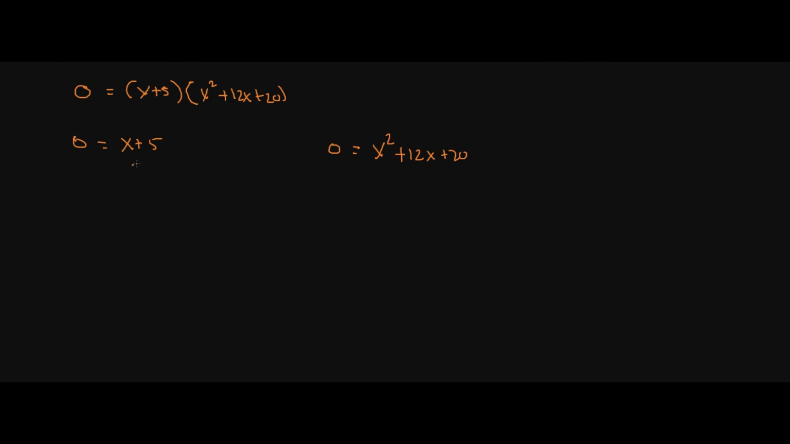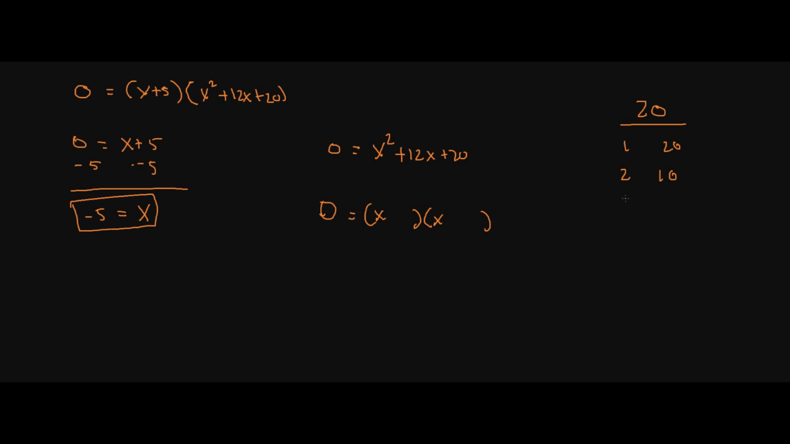So over here, all we got to do is subtract 5 from both sides. And we're going to get that x equals -5. All right. Now we want to go ahead and solve for this, right? Now we could use the quadratic formula, but before we use the quadratic formula, I recommend trying to factor, right? So we go over here. Let's write all the factors of 20. 1, 20, 2, 10, and 4 and 5.